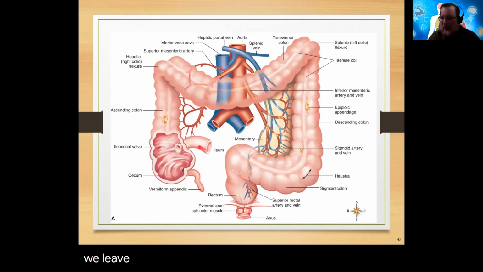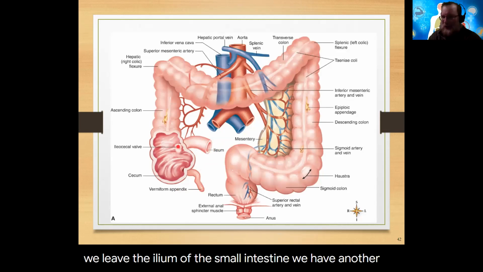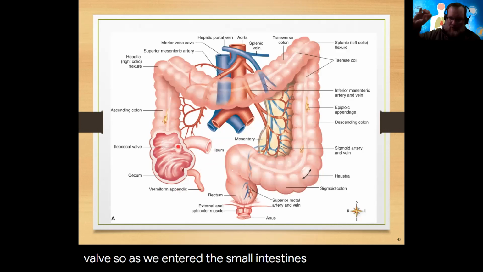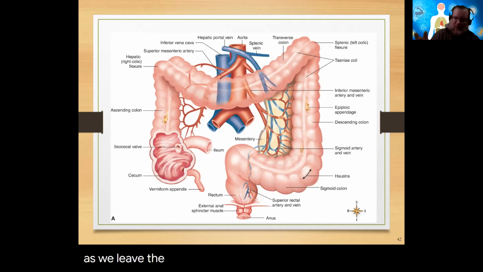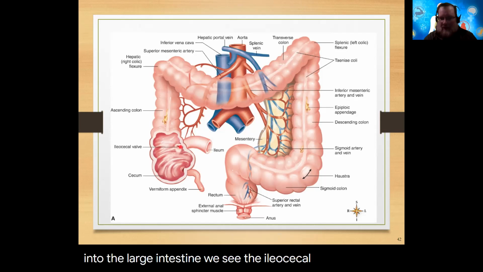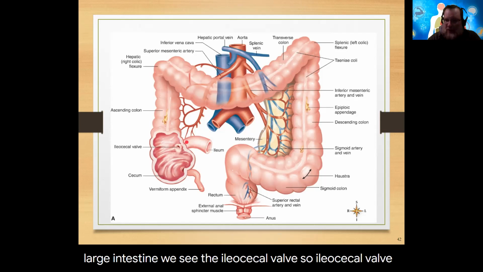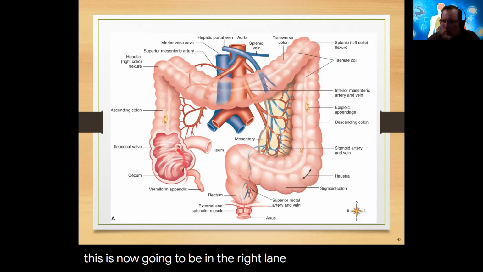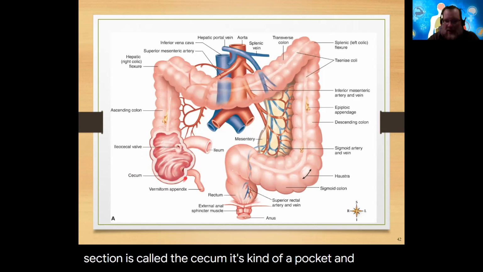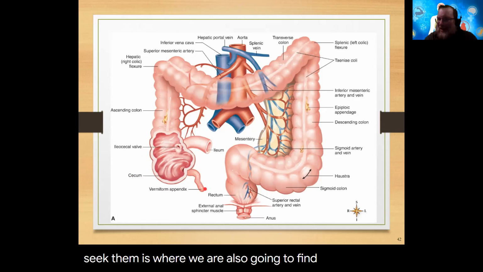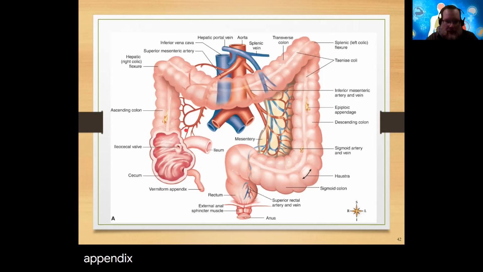All right, so as we leave the ileum of the small intestine, we have another valve. As we entered the small intestines, we had the pyloric valve at the stomach entering the duodenum. As we leave the small intestine at the ileum going into the large intestine, we see the ileocecal valve. So the ileocecal valve is going to be in the right lower quadrant. This first section is called the cecum. It's kind of a pocket, and that cecum is where we are also going to find the appendix. Specifically, they call it the vermiform appendix, the appendix coming off of the cecum.